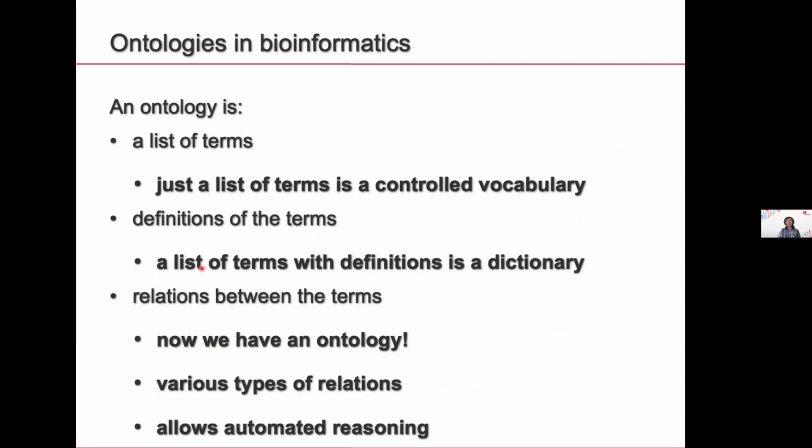And what makes an ontology is that you have not just terms which we agreed on and definitions, but relations between them. So for example, if you say the cerebellum is part of the brain, this is a relation between the term cerebellum and brain. And then when you have this, you have an ontology. You can have different types of relations. The cerebellum is part of the brain. The cerebellum contributes to the nervous system and so on. And they allow automated reasoning, which means I can do complex queries: if I want all genes expressed in the brain, I should take the genes which are expressed in the cerebellum.